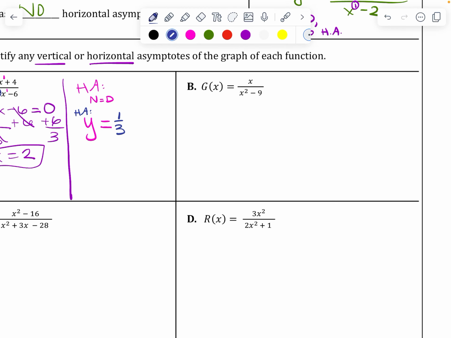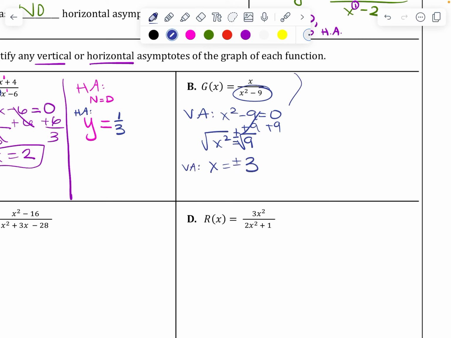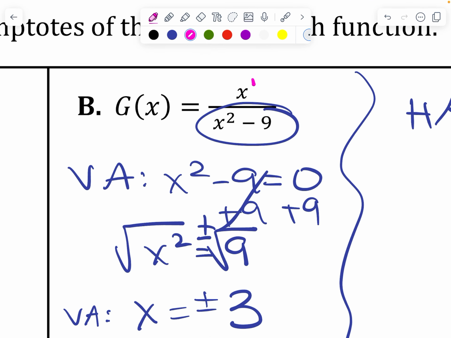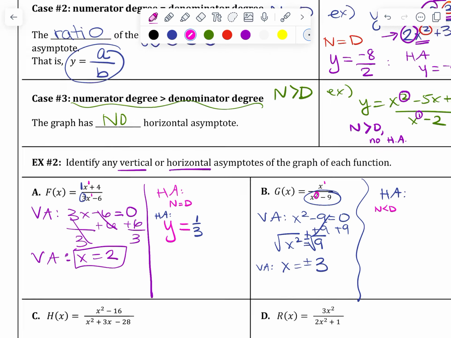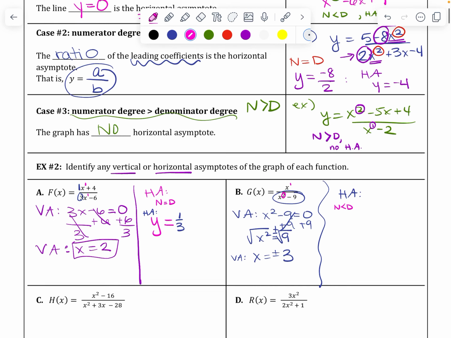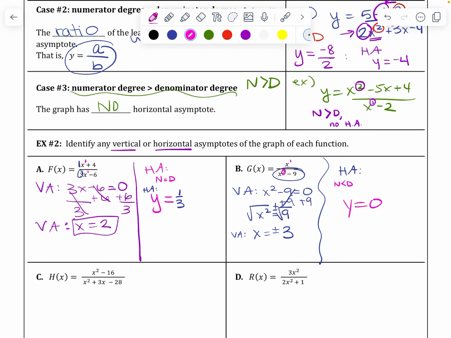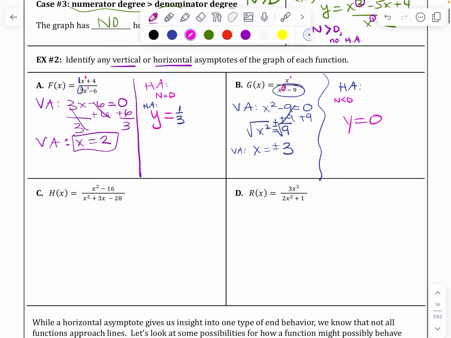For part B, again, if I'm looking for the vertical asymptote, I'm going to set the denominator equal to 0 and solve. I get x squared equals positive 9. If I take the square root of both sides, it's got to be plus or minus. So we get x equals plus or minus 3. So this is your vertical asymptote. There are two vertical lines. To find the horizontal asymptote, we go back and compare the degrees. Remember, this degree is 1. This degree is 2. So the numerator degree is less than the denominator degree. This is your first case scenario, which tells you that the line y equals 0 is our horizontal asymptote.